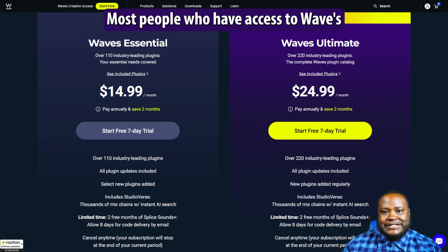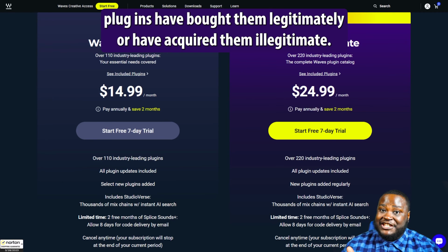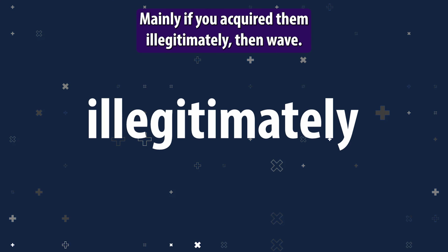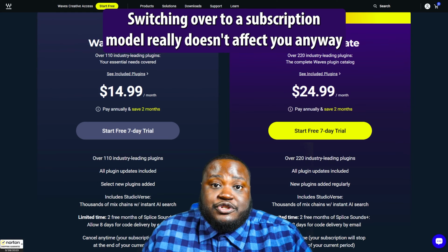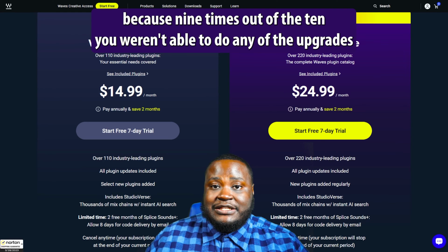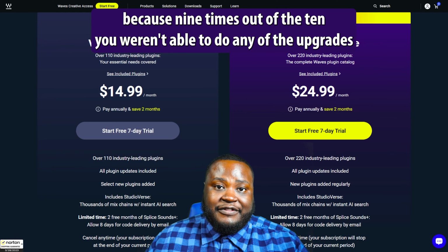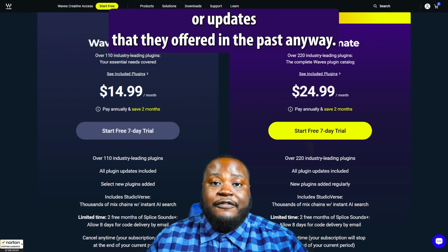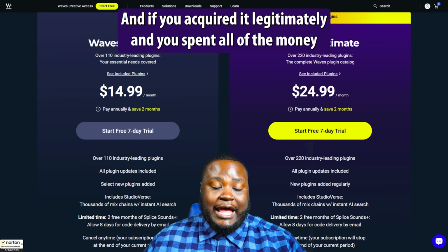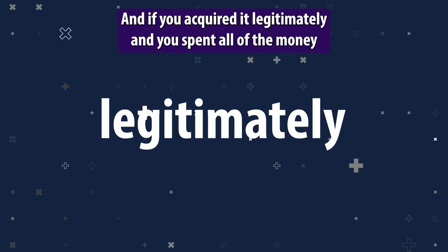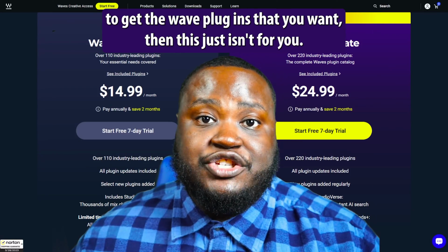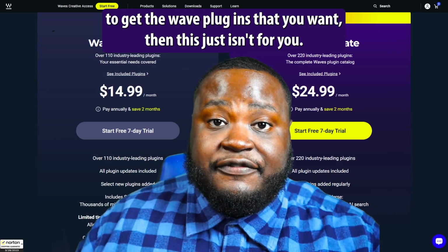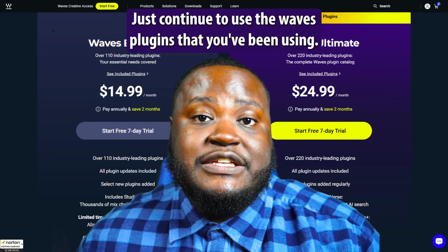Most people who have access to Waves plugins have bought them legitimately or have acquired them illegitimately. If you acquired them illegitimately, then Waves switching over to a subscription model really doesn't affect you anyway, because 9 times out of 10, you weren't able to do any of the upgrades or updates that they offered in the past anyway. And if you acquired it legitimately and you spent all of the money that you needed to spend to get the Waves plugins that you want, then this just isn't for you. Just continue to use the Waves plugins that you've been using.